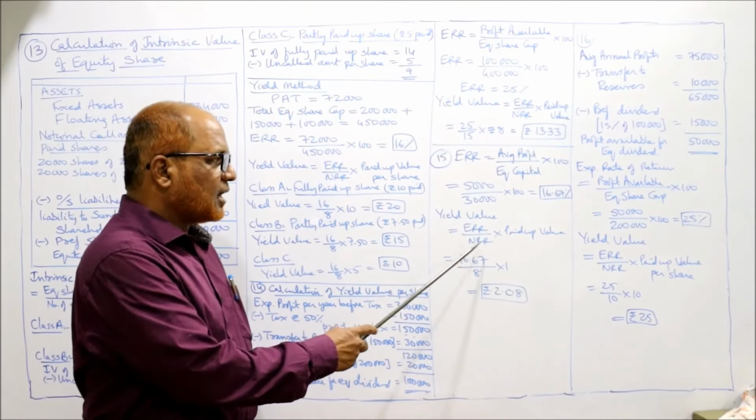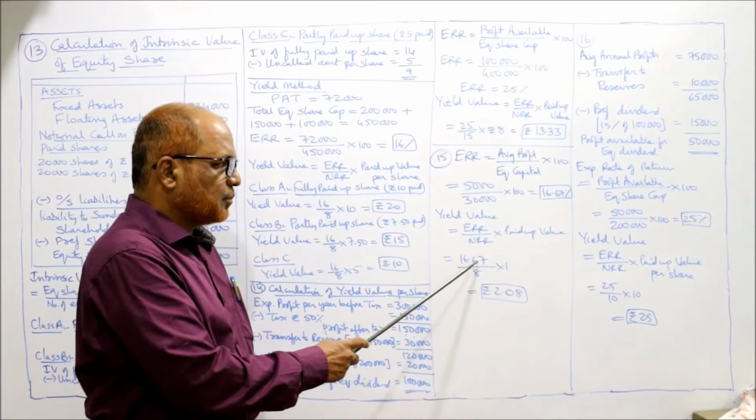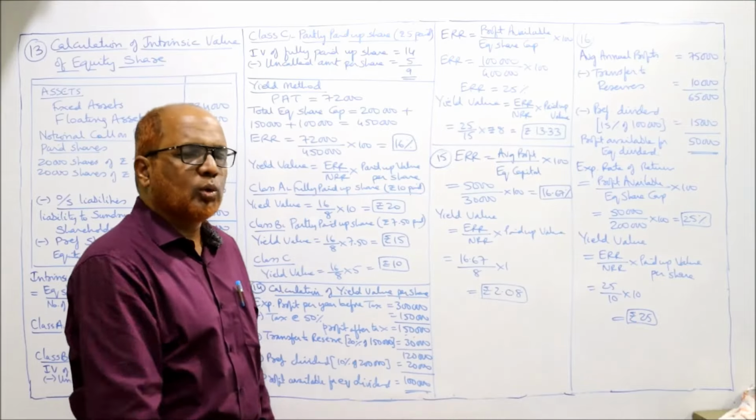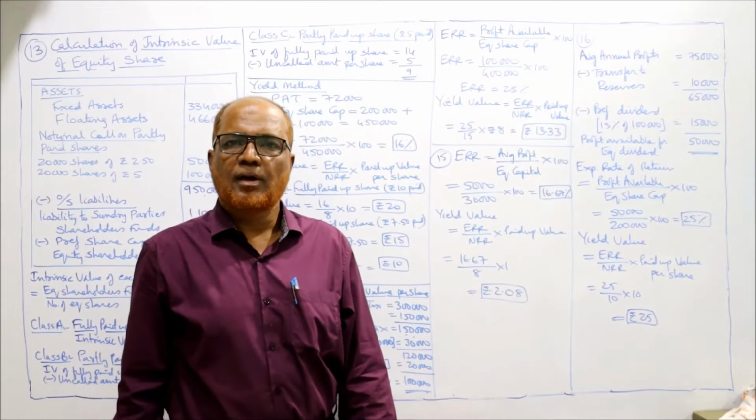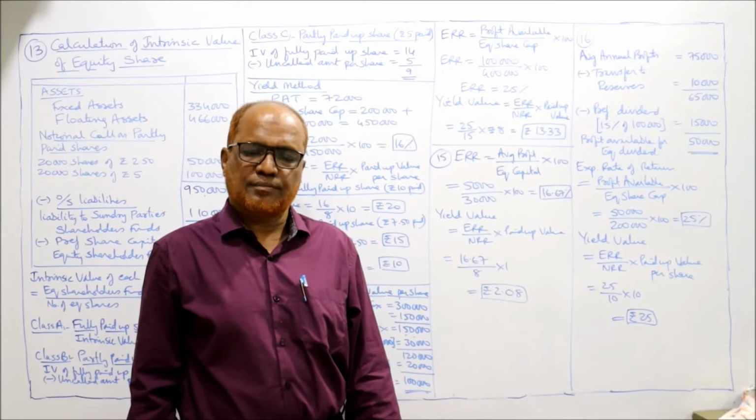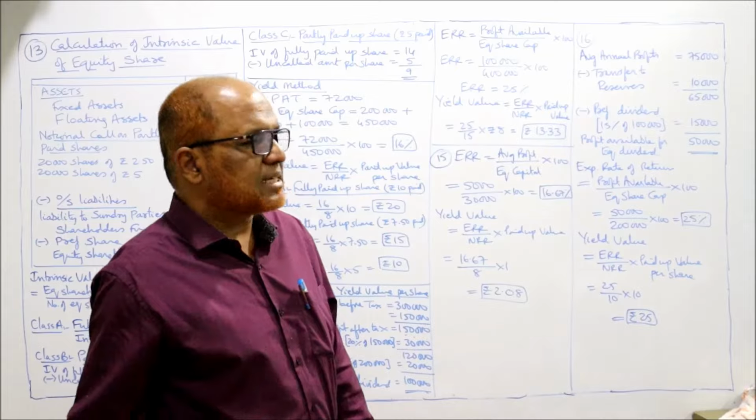Then yield value is ERR by NRR into paid up value. 16.67 divided by 8 into 1. 2.08 is the yield value of shares. Next, 16th problem.